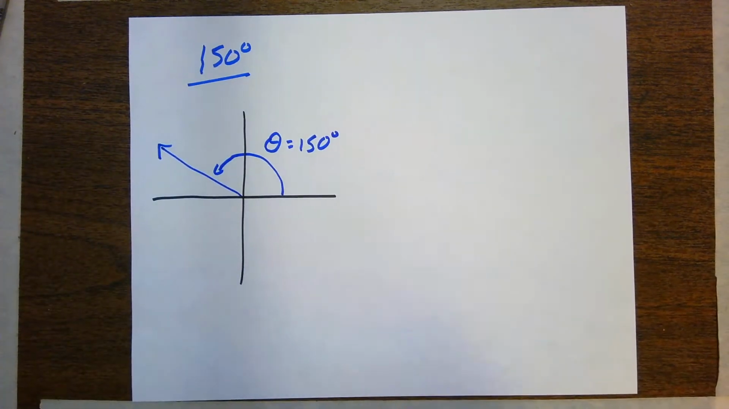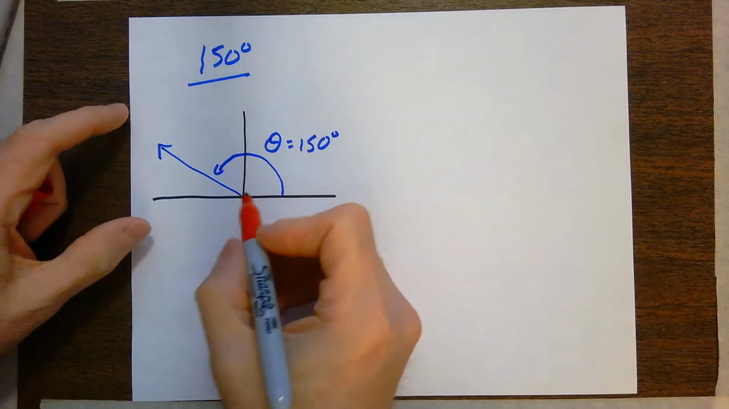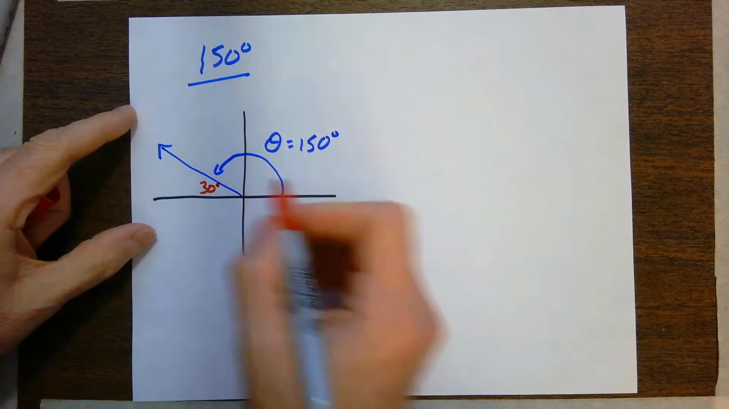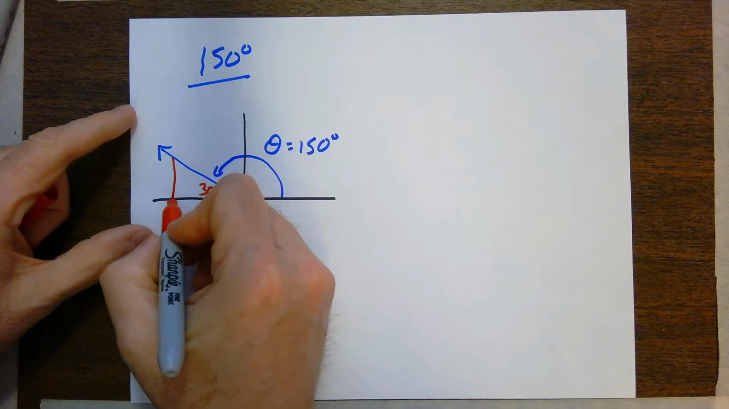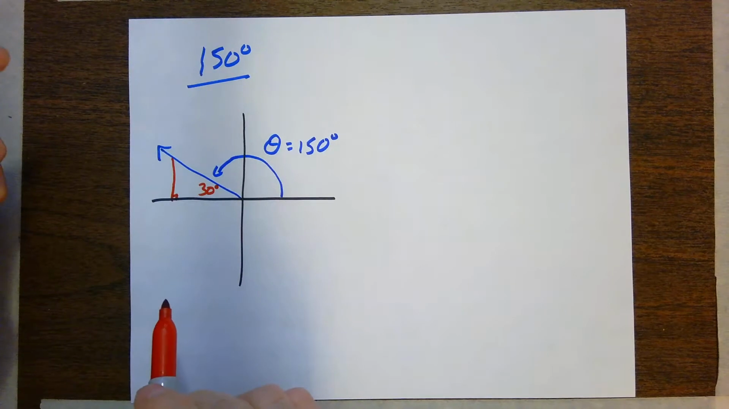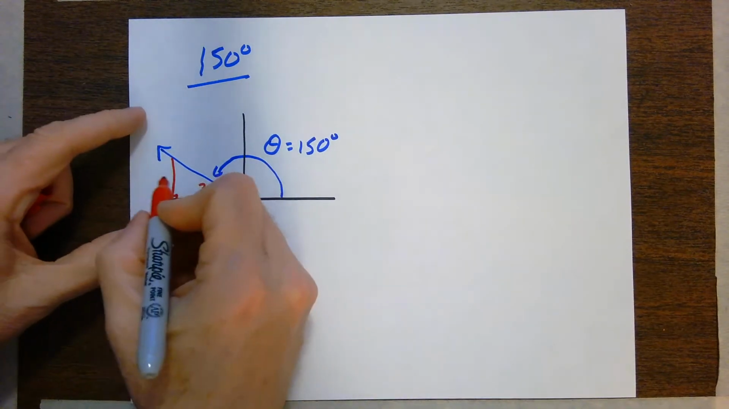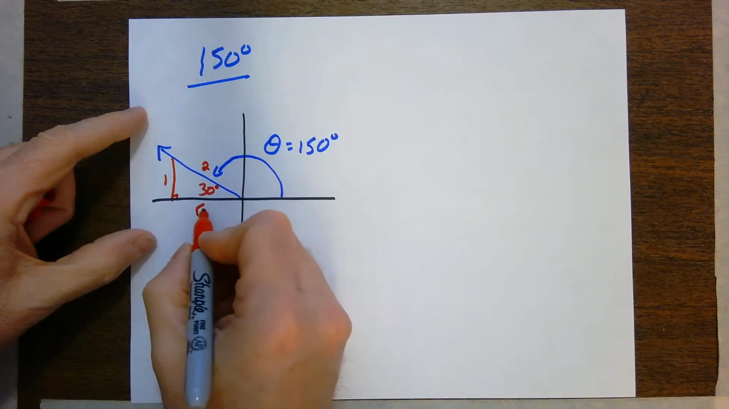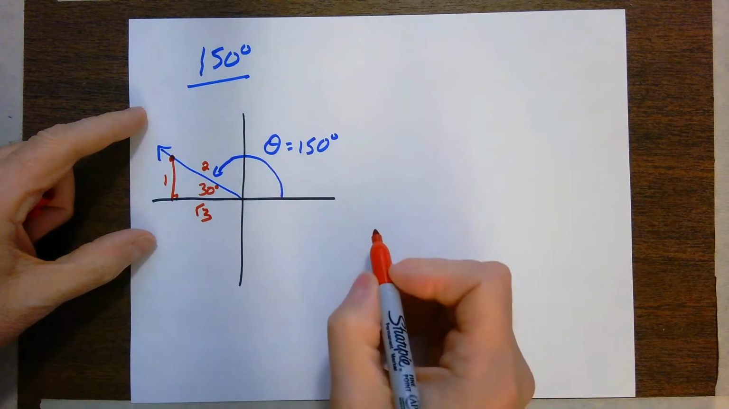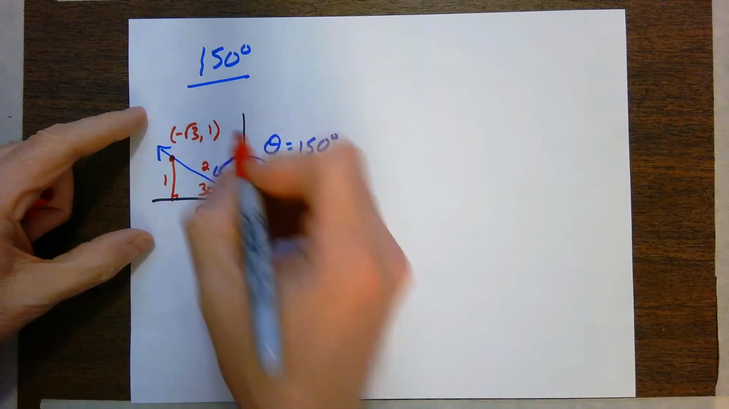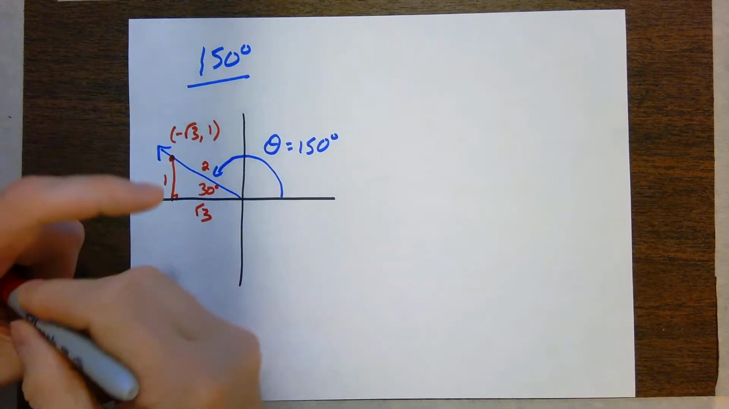But as I take a closer look at this, I'm going to ask myself, what's the reference angle for 150 degrees? And if this is 150 degrees, then this angle here would be 30 degrees. And now take a look, I've got a little 30, 60, 90 triangle. And I know the sides in a 30, 60, 90 triangle. I know that in a 30, 60, 90 triangle, this is 1 and 2 and root 3. The coordinates here would be negative root 3, comma 1. And 2 is the radius, the distance there.